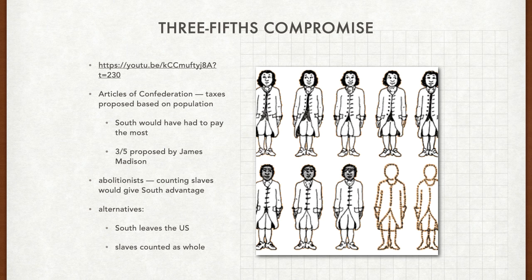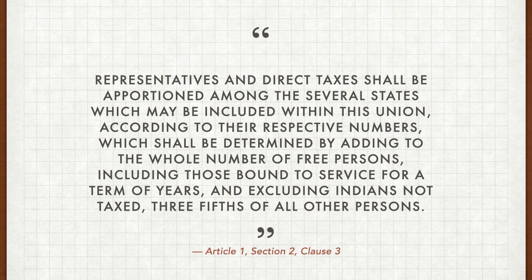So the alternative to this being passed was that the southern states either left the United States or were able to count their slaves as complete people. So the North was kind of losing either way. And here's what the 3/5 compromise looks like.